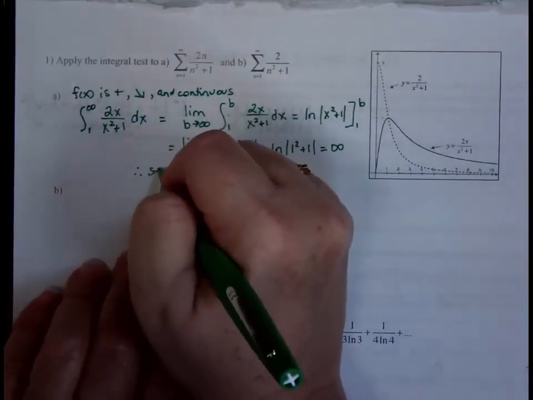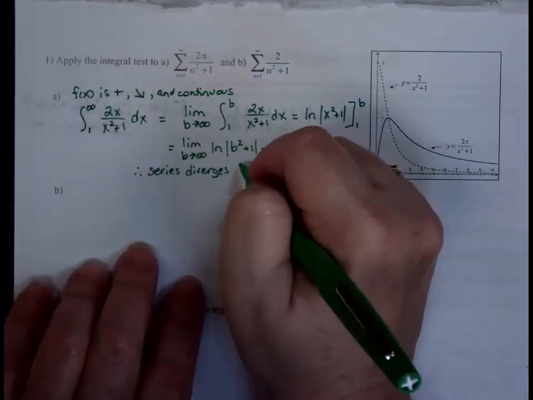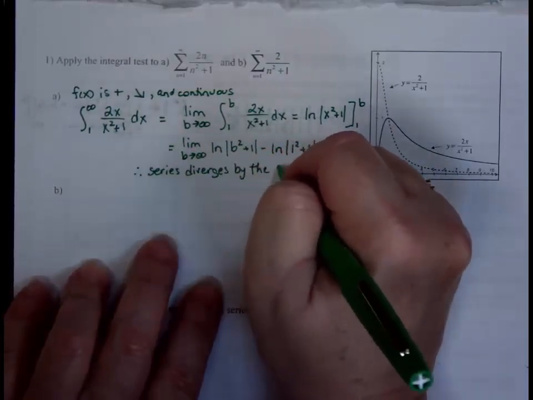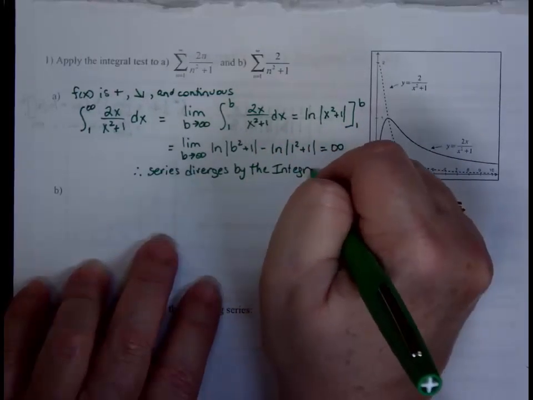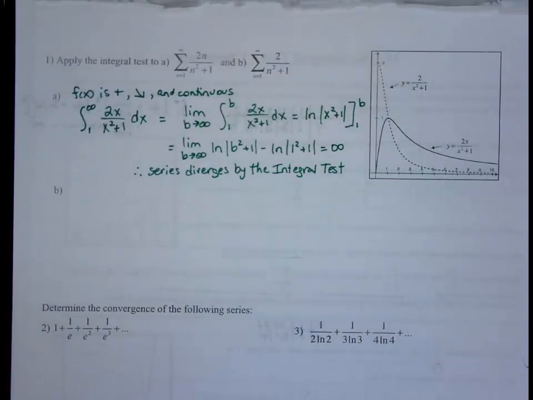Therefore, the series diverges, because it was infinity, by the integral test. That's what you write. After you found whether the limit is either a number or is infinity, you write therefore the series does whatever by the integral test. The top line must be there, the bottom line must be there, or you will not get credit for the problem. We're just going to modify the problem slightly.